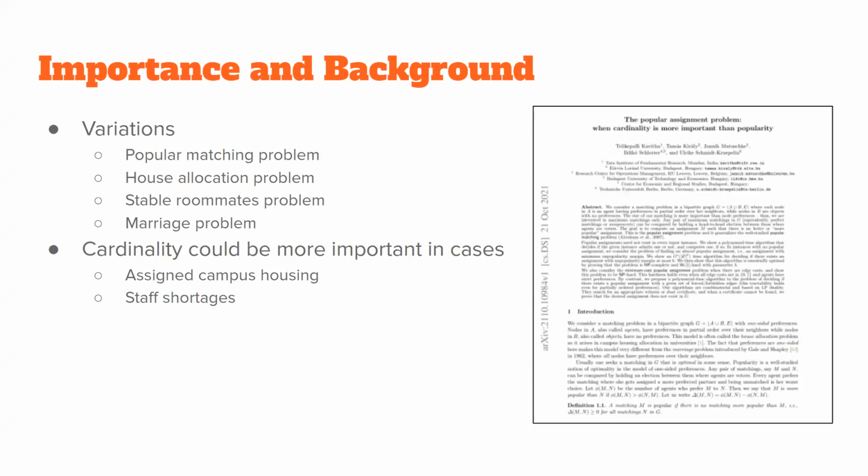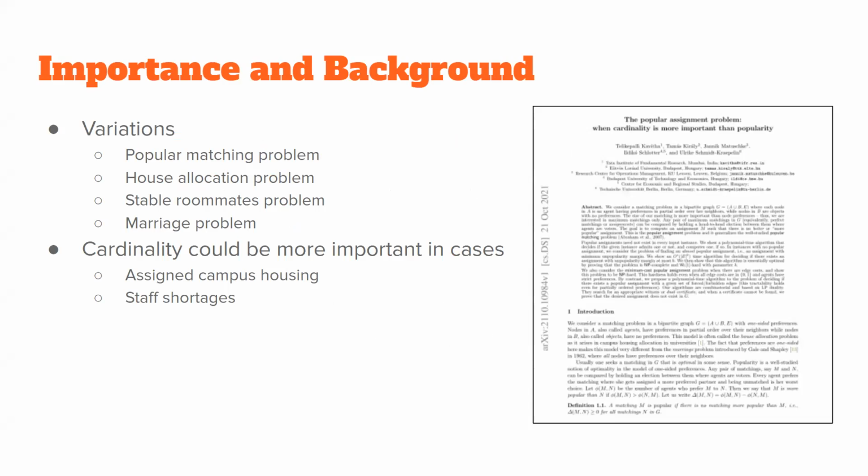There are variations of this problem. This particular paper is the popular assignment problem, and it generalizes the well-studied popular matching problem. There's also the house allocation problem, as it arises in campus housing allocation in universities, the stable roommates problem, which is assigning roommates, and the marriage problem, which differs as all the nodes have preferences over their neighbors.